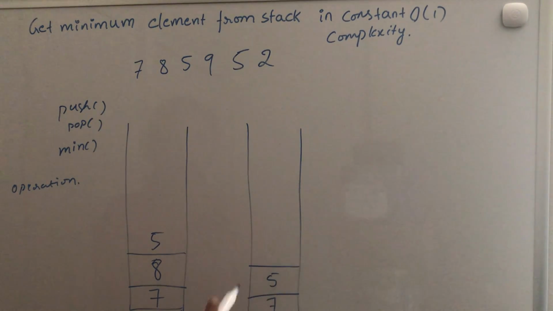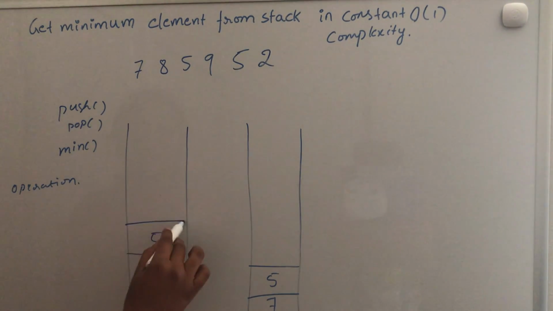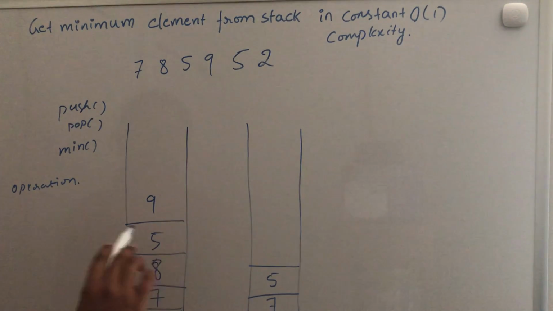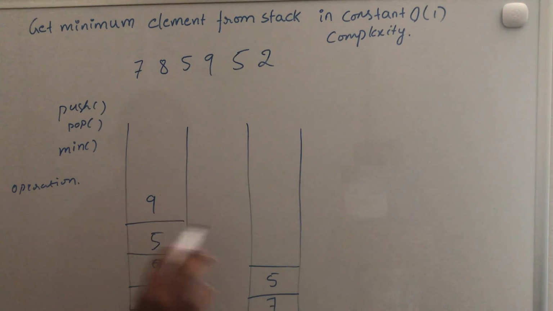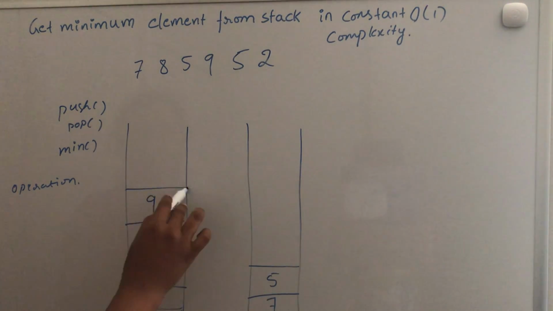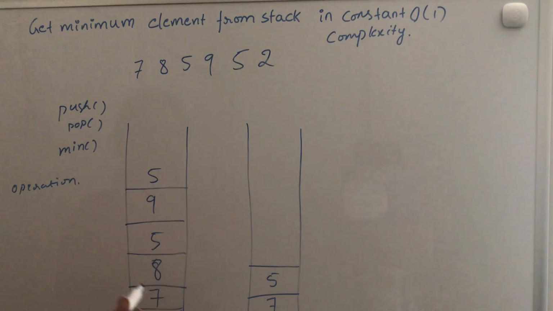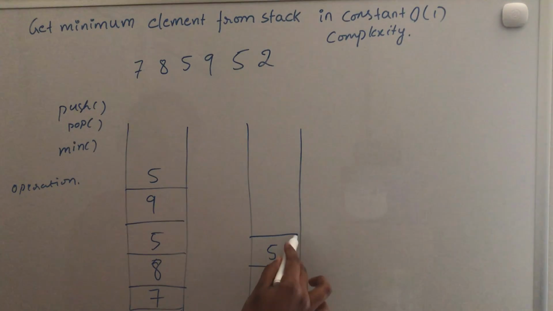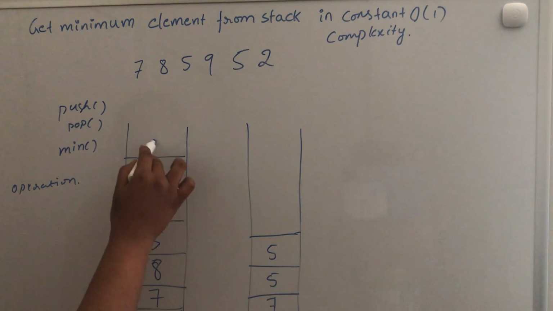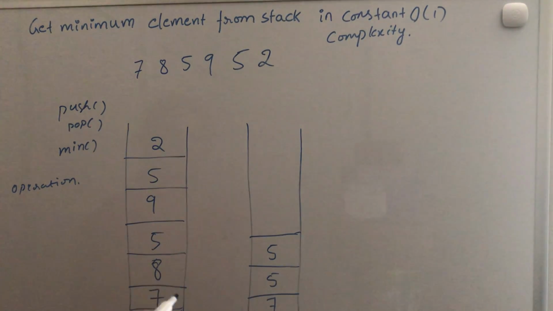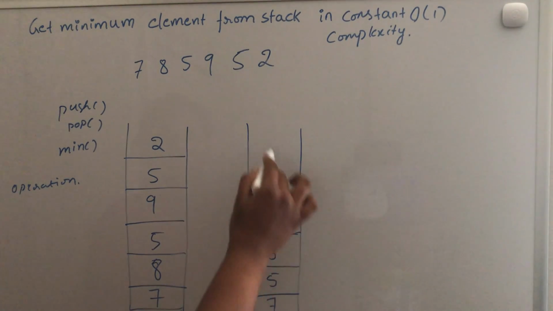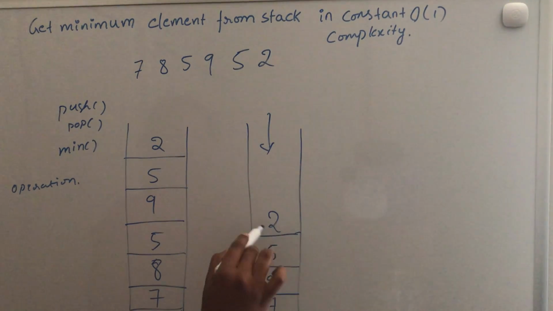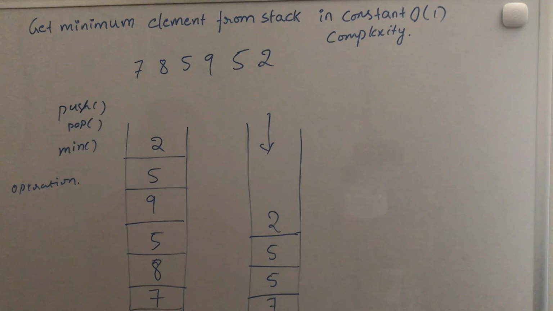Always the topmost element of the min stack is the minimum. Then after 5 we insert 9, which is greater than 5, so we will not push it into the min stack. After that 5 again, so again we need to write the minimum 5 here. And then 2 is less than 5, so the minimum is 2. Now the topmost element is 2 here, so the minimum is 2.